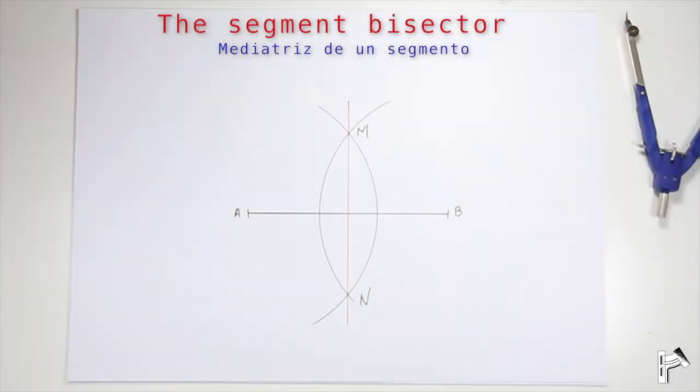Segment bisector. A segment bisector is a perpendicular line which cuts a line segment into two equal parts at 90 degrees. To find the segment bisector, we will do the following.